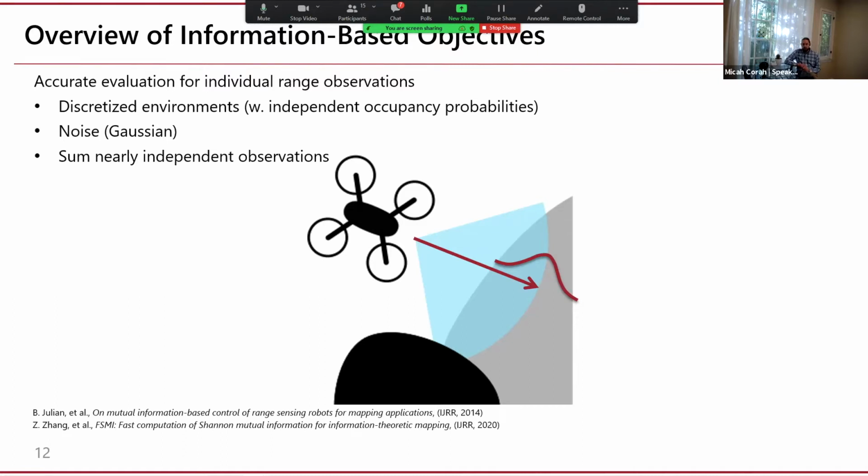Now, what is great about information theoretic objectives is that we are often able to evaluate mutual information for individual range observations in closed form, such as from a LiDAR sensor or a depth camera. Specifically, we can do so for discretized environments with independent occupancy probabilities, like occupancy grids, or octomaps, and with additive noise, typically Gaussian noise. However, accurately evaluating mutual information for multiple range observations, so multiple beams, or multiple camera views for multiple robots is much more challenging.